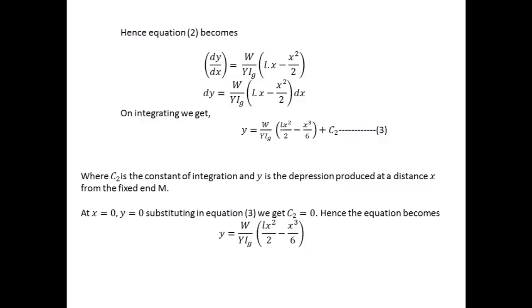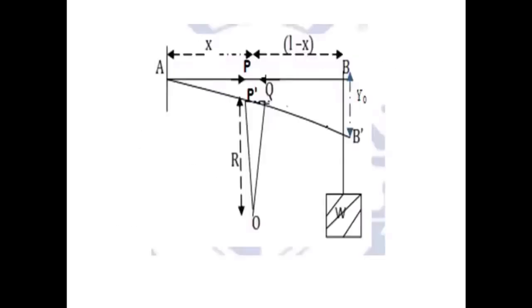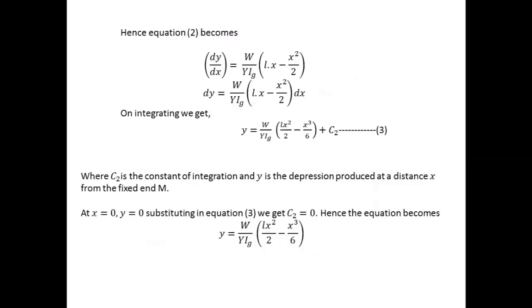Now here again, we have to get rid of the constant of integration C2, because that may take any value and may not help us in actually evaluating the depression y. When x equal to 0, y is also equal to 0. How is it? Let us go back to the diagram. x is the distance of point P from A. When x equal to 0, that means point P is at A. When point P is at A, there is no question of depression, because depression is maximum at the free end and 0 at the fixed end. Hence, when x equal to 0, y is also equal to 0.